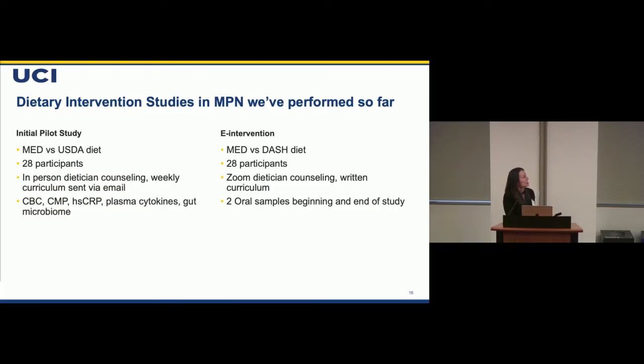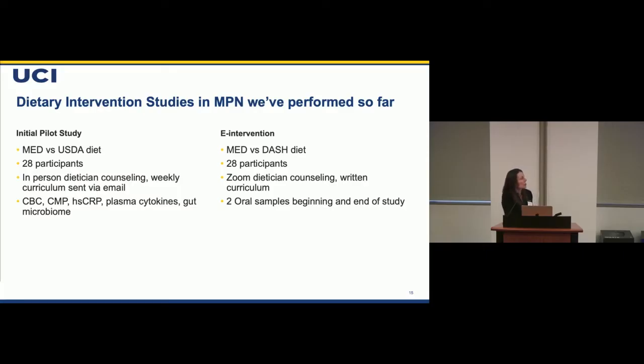So at UC Irvine, where I'm located, we've performed 2 dietary studies thus far. And I want to emphasize that the purpose of these 2 studies was feasibility, not necessarily to demonstrate a clinical impact, but simply to demonstrate that if we give MPN patients an intervention by giving them education and dietitian counseling, they are able to change their diet.